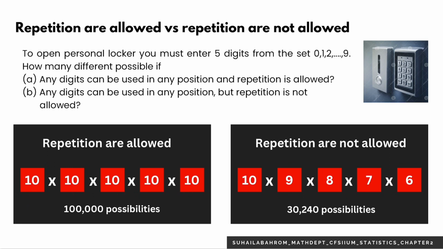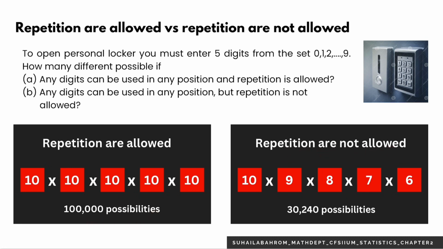the possible number of ways is equivalent to 10 outcomes for the first digit. For the second digit, also 10 outcomes, until the fifth digit here, the possible outcome is 10. Therefore, the possible combinations of the 5 digits to open this locker is equivalent to 100,000 possibilities.